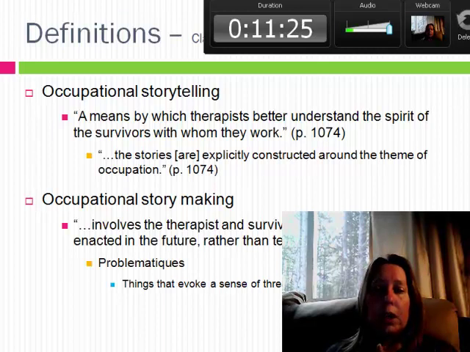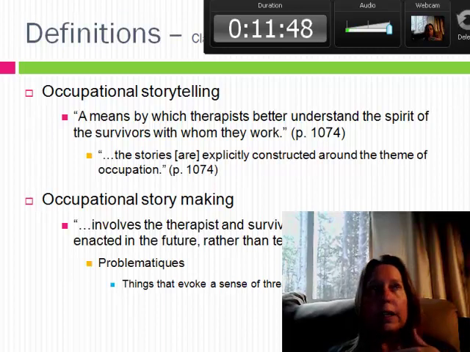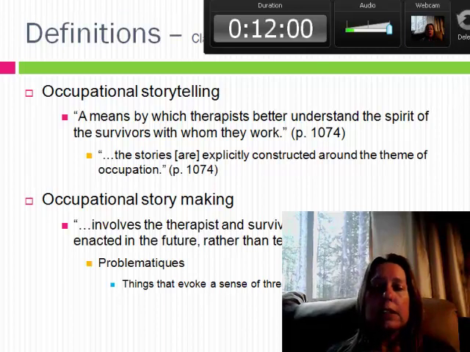In occupational story making, this is actually a therapeutic tool. It involves the therapist and the person, and Florence refers to this person as a survivor, creating stories that are enacted in the future. So we're not telling a story because the story hasn't happened yet. We're creating the story. And Florence talks about problematiques, which would sort of be like your problem list and your treatment plan. But these are things that present to the person as something that is threatening, endangering. We might call it a barrier in some contexts, things that are stopping them from moving forward. And so we create story around that, and then the person is empowered to enact the story.